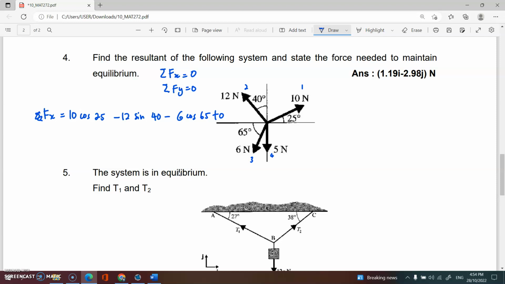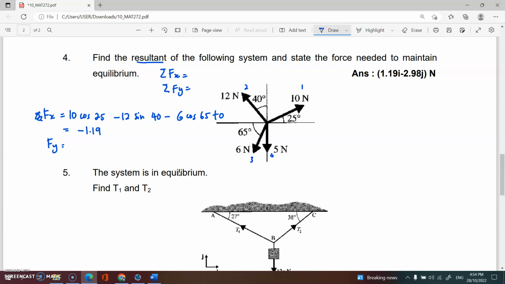Okay, and then the question is find the resultant. For this question it's quite different because it has a resultant force, and then it states the force needed to maintain equilibrium. So it means that the summation of the x component, you just use your calculator, so you will get negative 1.19 because there exists a resultant vector, and then we need another force to make it maintain equilibrium. So I will show it later how we're going to find the force.